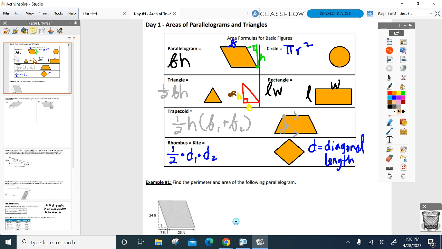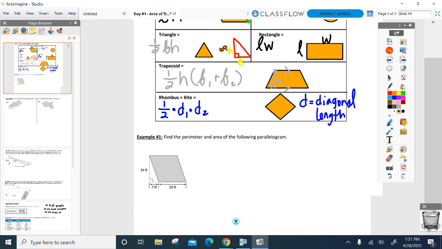Today, parallelogram, triangle. Monday, trapezoid, rhombus. All right, so here's how we're gonna do it. What do we got here, bud? Oh yeah, thank you. Hey, have a good weekend. Behave. All right.